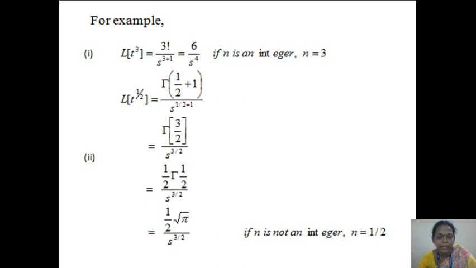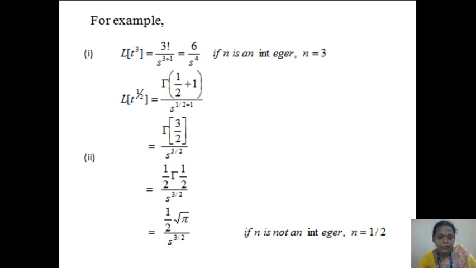Next example, L of t power 1 by 2. Here n is equal to 1 by 2, which is not an integer. Then we apply gamma of n plus 1 divided by s power n plus 1. Here n is equal to 1 by 2, which gives gamma of 1 by 2 plus 1, that is gamma of 3 by 2 divided by s power 1 by 2 plus 1, that is s power 3 by 2. So already we know the result gamma of n plus 1 equals n into gamma of n.